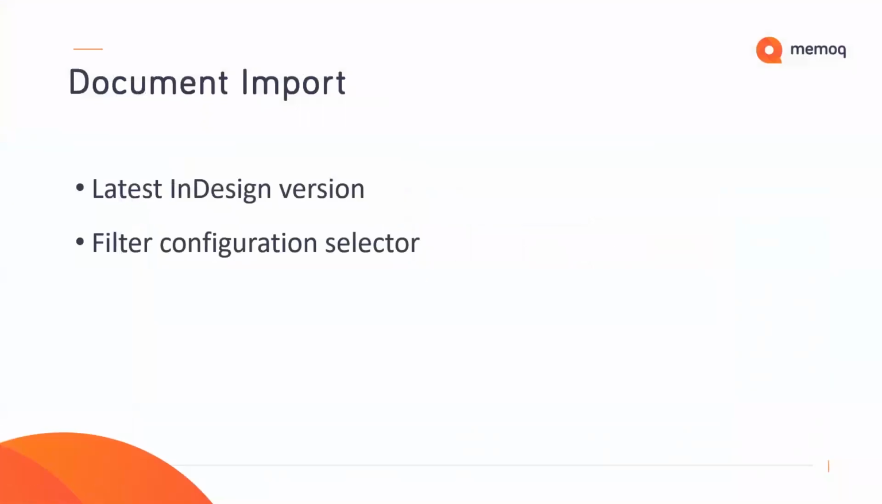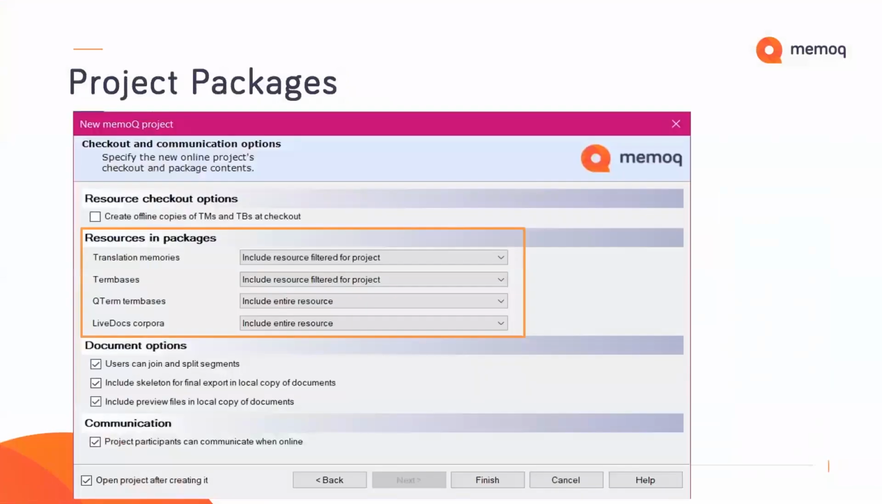And we are done with the import, and we can distribute the documents to our team members in packages. And the change in packages is that previously you could choose what to do with heavy resources like TMs and TBs in the package, but you could do this only in one step, for all TBs and TMs at the same time. But now you can do this by resource type, like what to do with TMs, and then what to do with TBs.